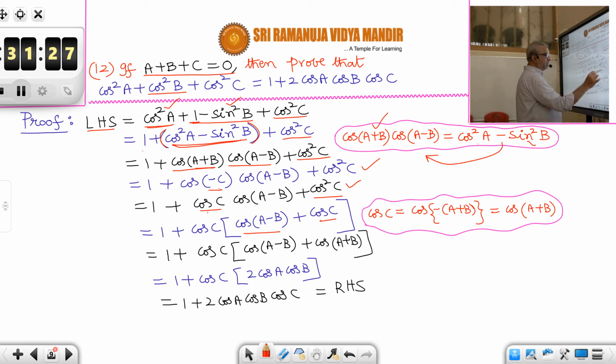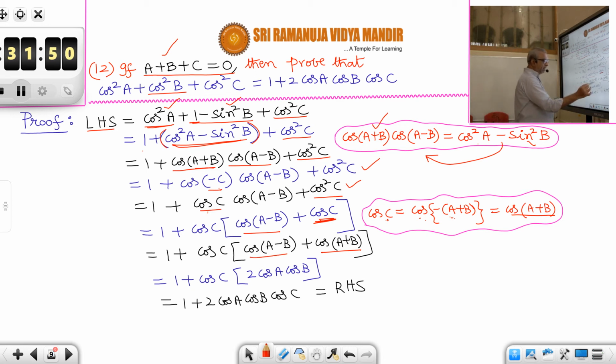But how do you write this cos c? Here I have shown cos c is cos of minus of a plus b, because a plus b plus c is 0, so c can be written as minus of a plus b. But cos minus theta is cos theta, so it can be written as cos a plus b also. That is what is happening in the next step. In place of cos c, cos a plus b, no other change.